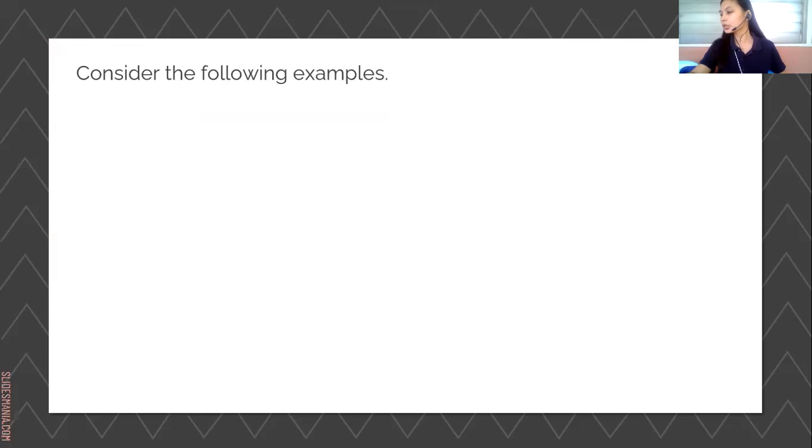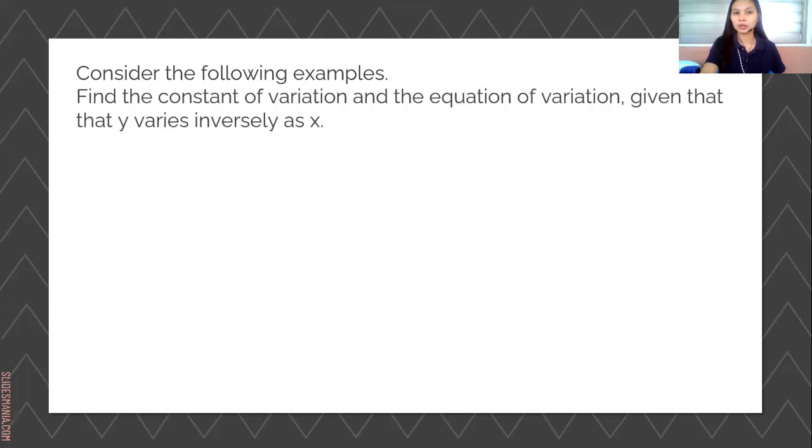So now let's proceed with the example po. Find the constant of variation and the equation of variation that y varies inversely as x. So remember po yung sinabi ko kaninang, dito, y equals k over x. Ito po yung equation natin, ha, for this given po. Ayan po siya.